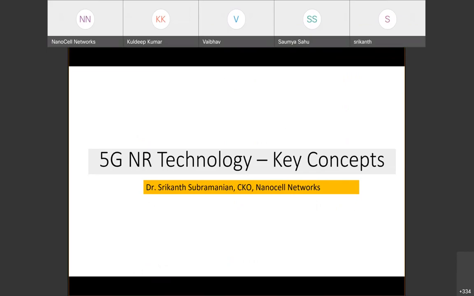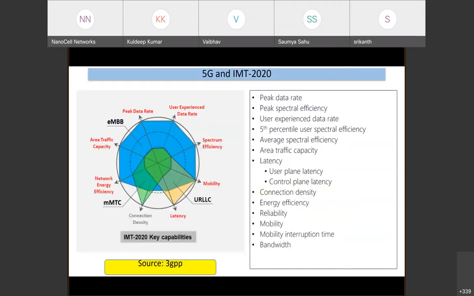Acknowledge on the chat box. Thanks everybody. So let's get started after all those announcements. This is a short introduction into some of the key technical aspects of 5G new radio, as it's called. My name is Shrikant, and I'm with Nanocell Networks. You have heard lots of things from Sanjay about various programs and initiatives. So let me get on to the matter.